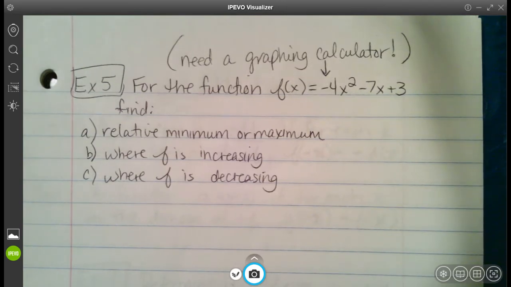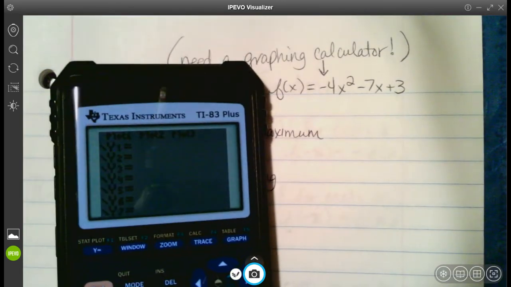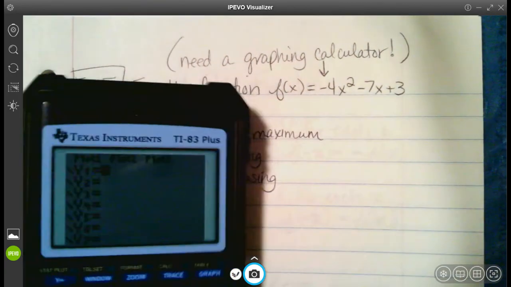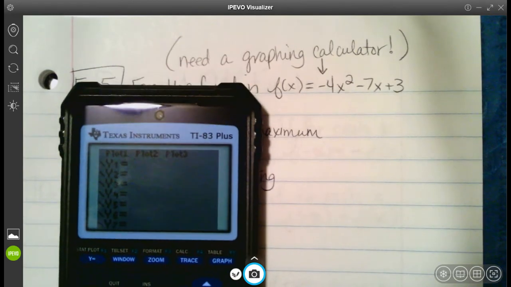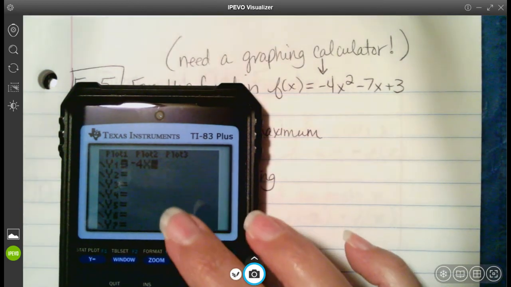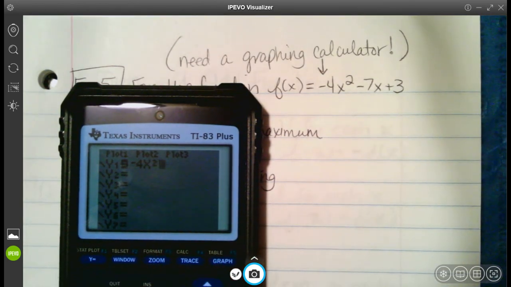Okay, so I'm going to go ahead and show you the calculator again. Hopefully you can see it. I know it's always an issue with the lighting. So we're going to go ahead and plot that. Negative 4x squared minus 7x plus 3. And if you still haven't downloaded this, guys, you're probably going to have to, because I think you do have a problem that has to do with this. Okay, so let's graph it.